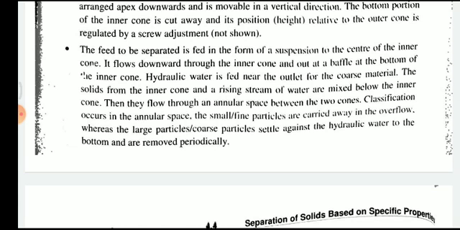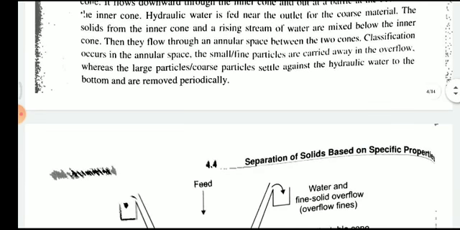The solid from the inner cone and a rising stream of the water are mixed below the inner cone. Then they flow through an annular space between the two cones, and classification occurs in the annular space, and the small fine particles are carried away in the overflow, where the large particles settle down at the bottom part.